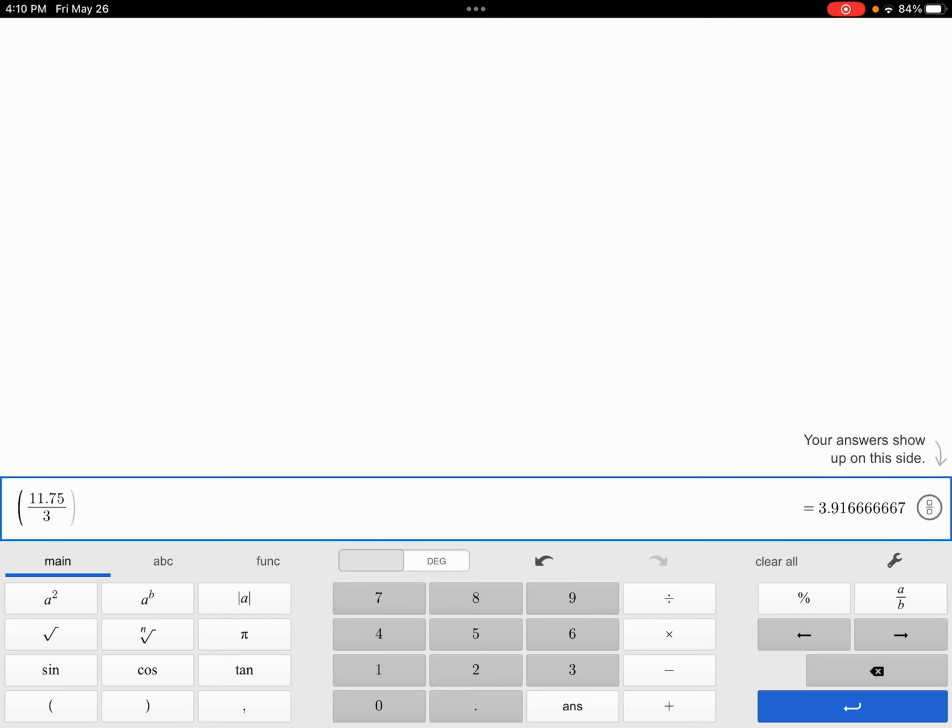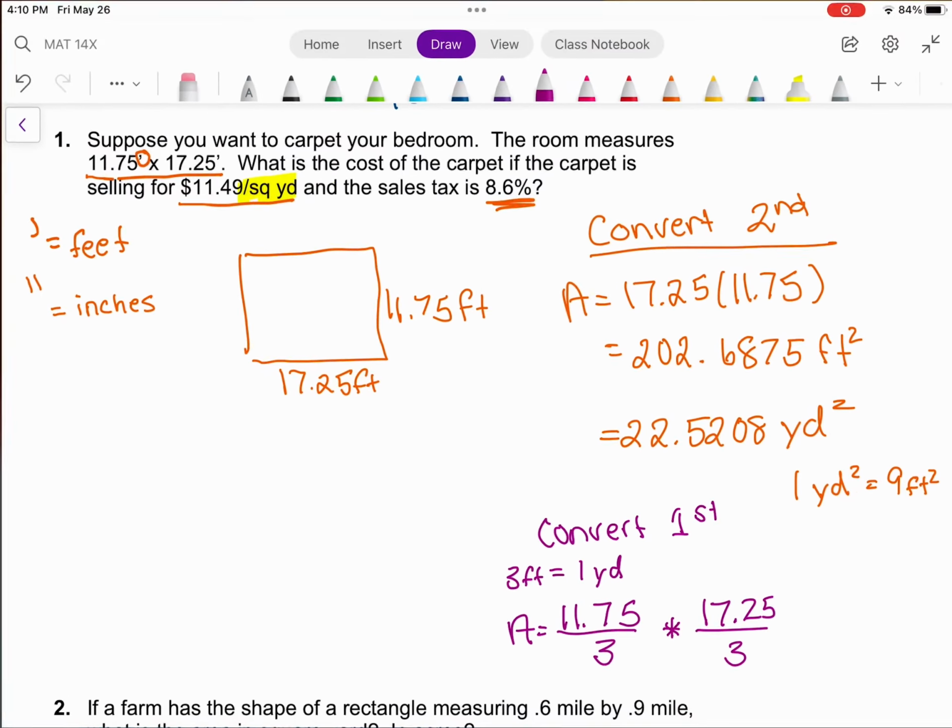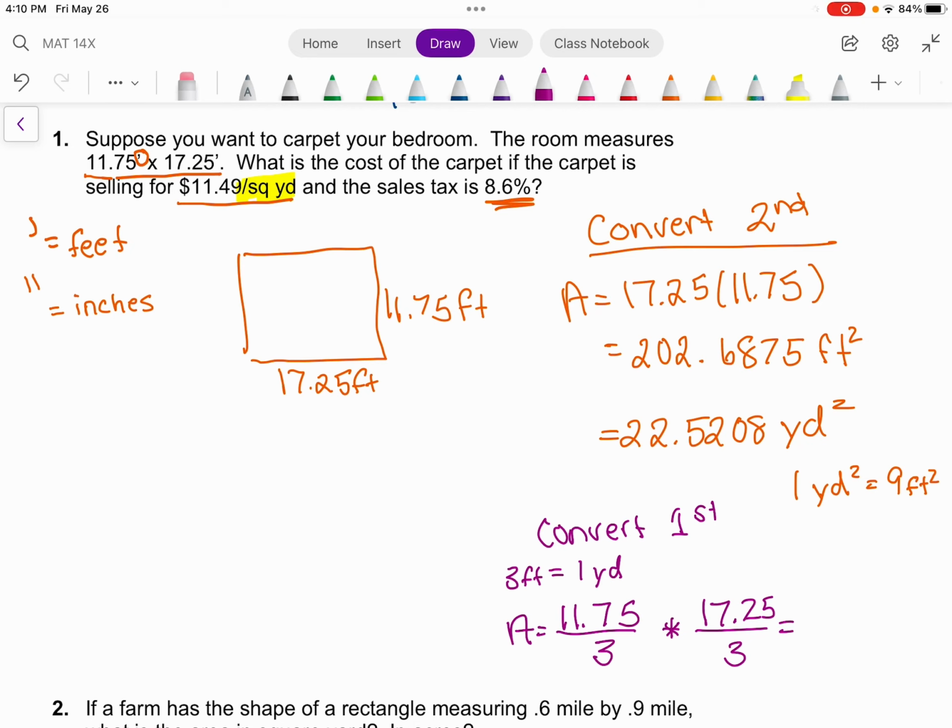I need to delete there. And then times that by my 17.25 divided by 3. And you'll notice, ta-da, the 25.5208, the same number we got going the other way. And so it didn't really matter if we converted first or we converted second. It's sort of what are you comfortable with, but at some point we needed to convert.